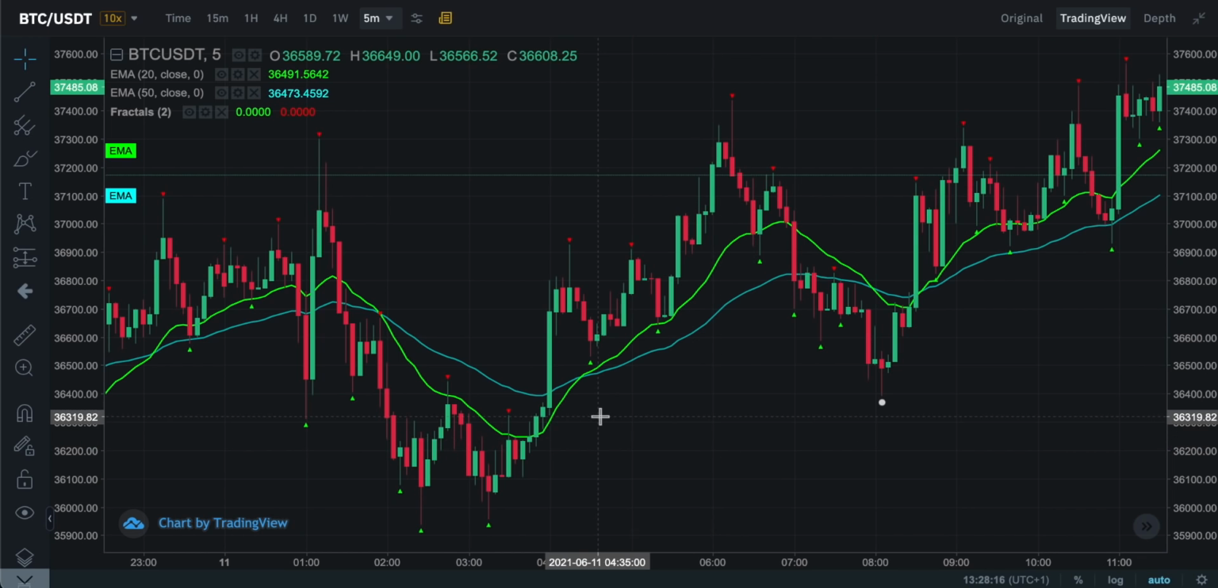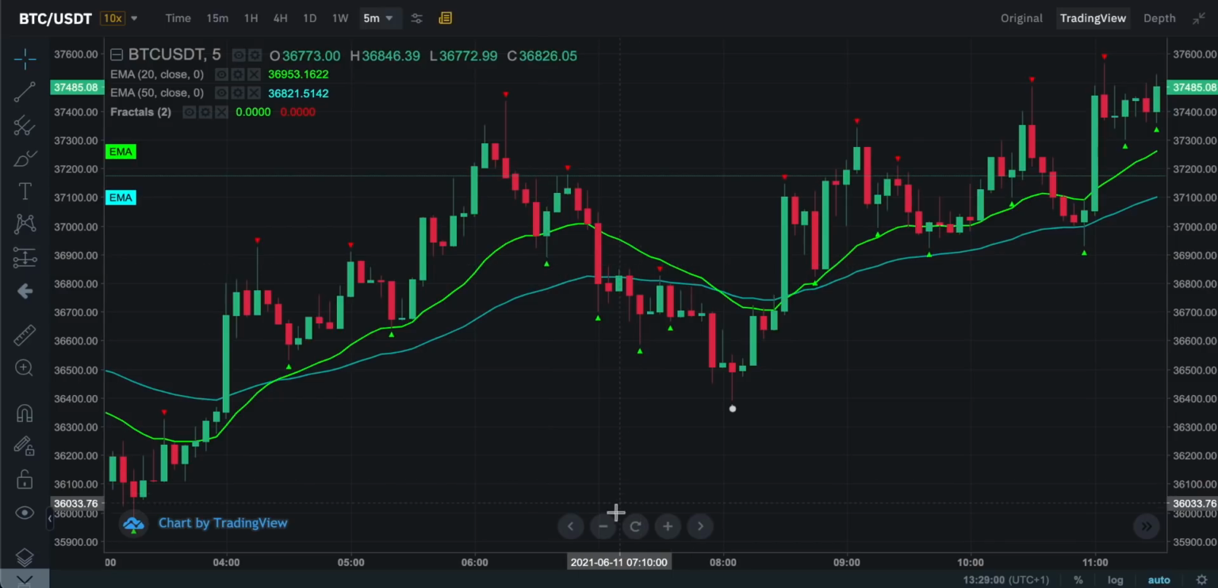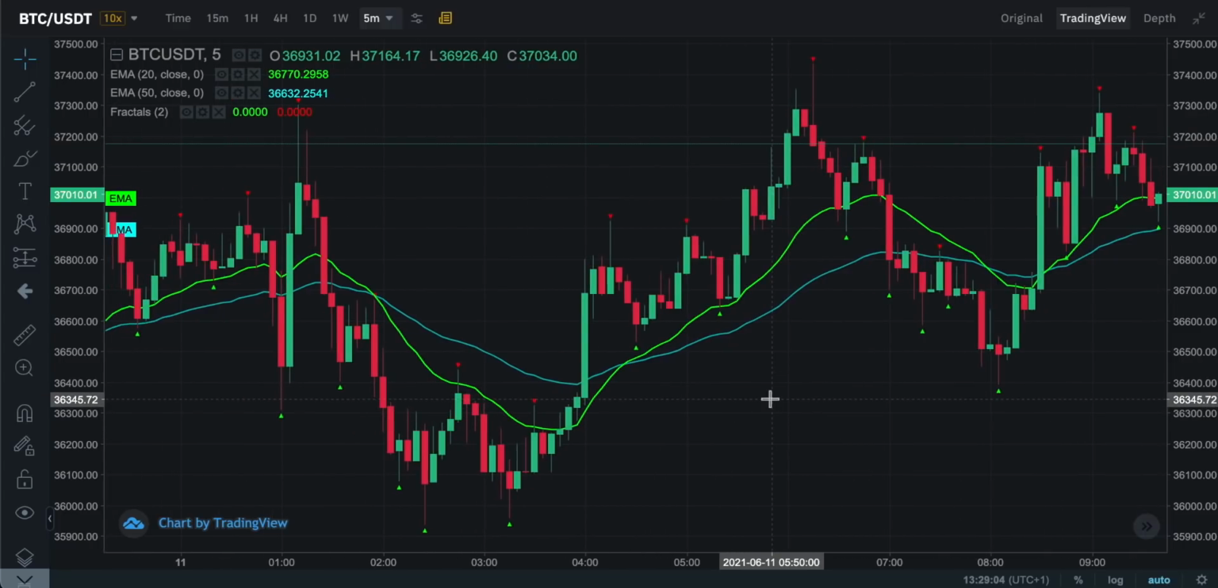We can see now this is a simple way of looking at it, because what we can see is that when we get a fractal indicator showing green and up, that is a potential long entry for us. Now what we want to do is find an area in the chart where a candlestick and a fractal is printed in between the 20 and the 50 period EMA.